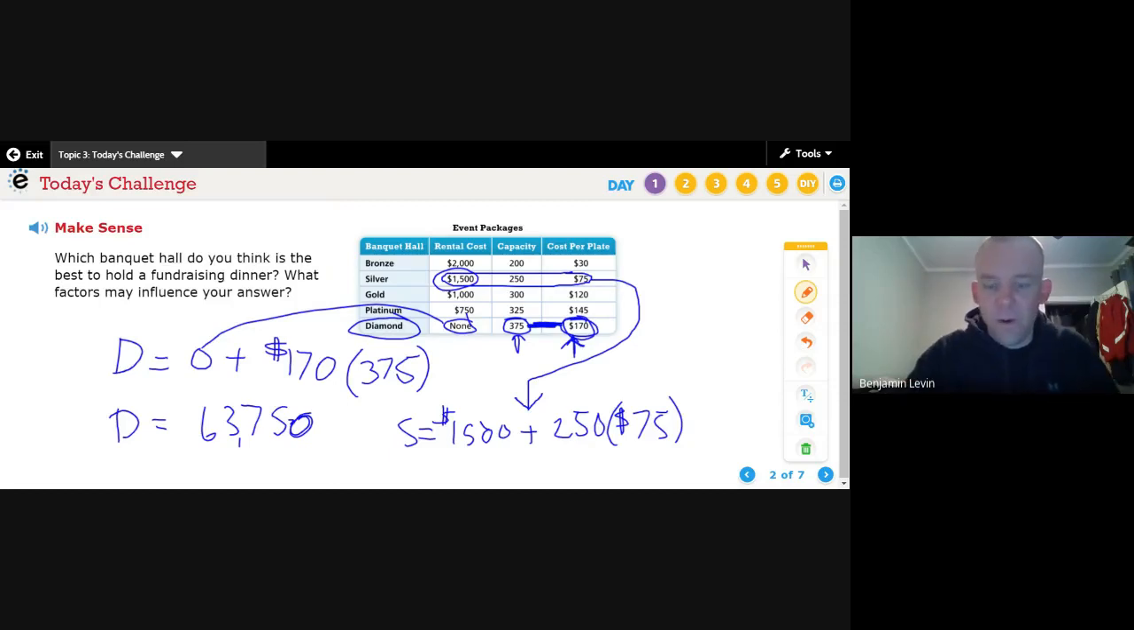So let's figure out what we got here. I'm going to do 250 times 75 in my calculator. 250 times 75 is $18,750. And then we have to add the rental fee: 18,750 plus $1,500 is $20,250.